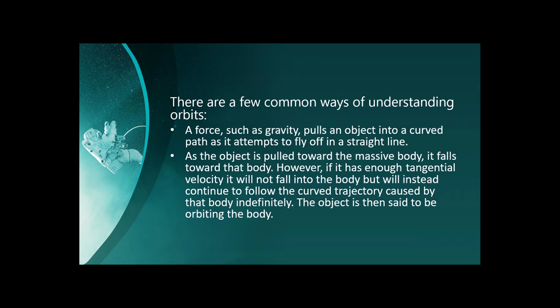The first way is that a force, such as gravity, puts an object into a curved path as it attempts to fly off in a straight line. The second is that as the object is pulled towards a massive body, it falls towards that body. However, if it has enough tangential velocity, it will not fall into the body, but will instead continue to follow the curved trajectory caused by that body indefinitely. The object is then said to be orbiting the body.